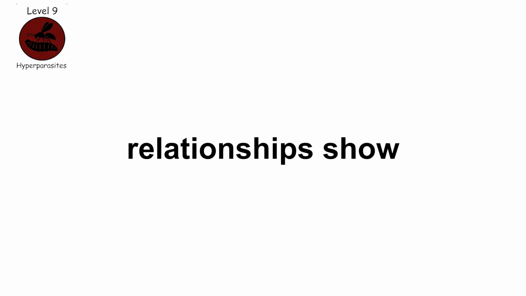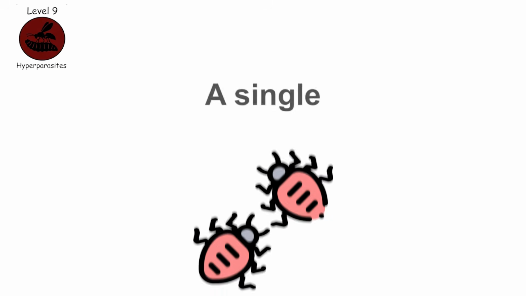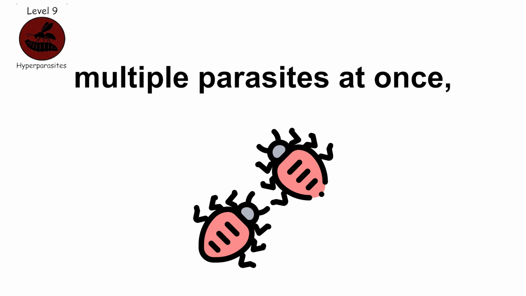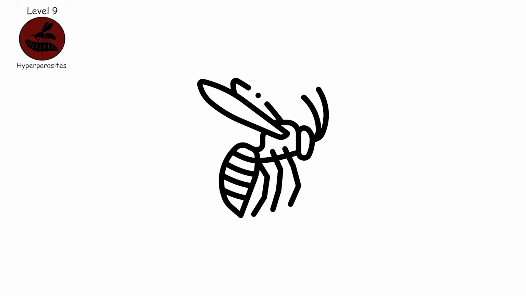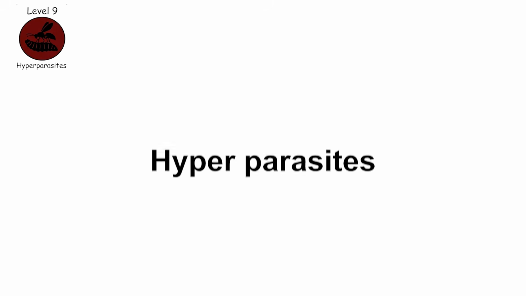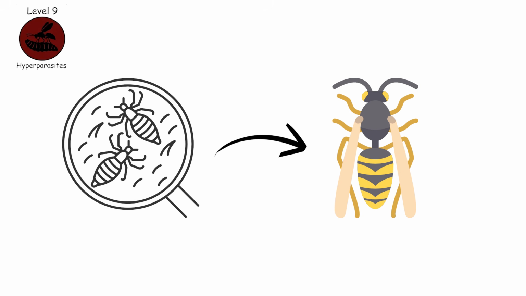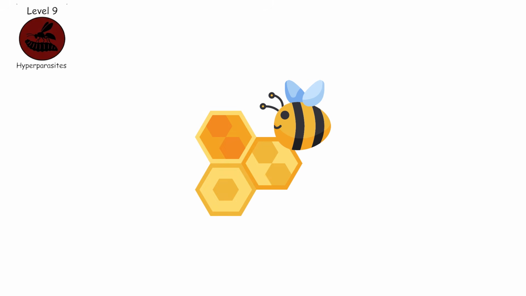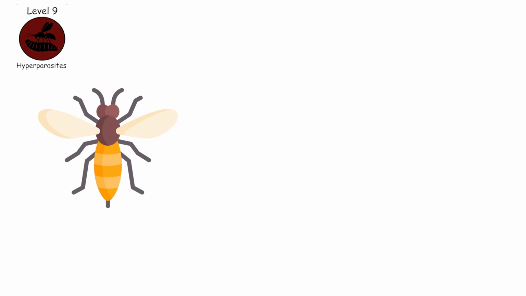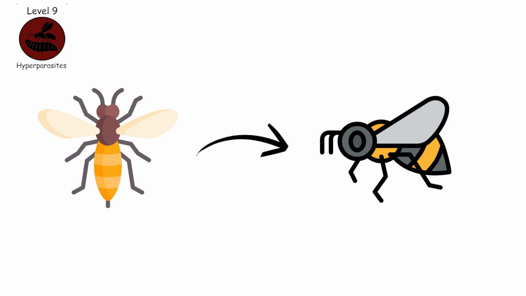These layered relationships show how complex ecosystems can become. A single organism might host multiple parasites at once, and some of those parasites may themselves be infected by additional parasites. Hyperparasites can sometimes benefit the original host because they weaken or kill the parasite infecting it. In this way, a parasite of a parasite may indirectly help the organism at the bottom of the chain. This final level of parasitism demonstrates how interconnected biological relationships can be. Even organisms that depend on hosts for survival are not always safe from being exploited themselves.